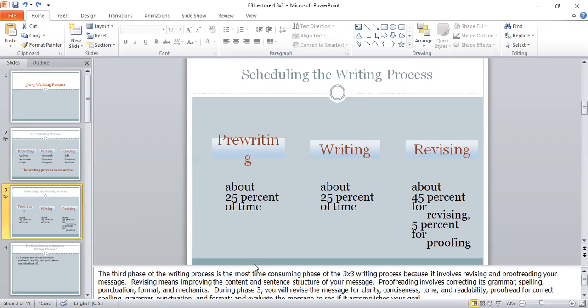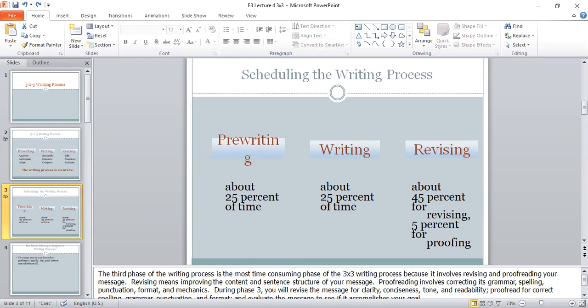They say the third phase of the writing process is the most time consuming phase of the 3 by 3 writing process, because it involves revising and proofreading your message. Revising means improving the content and sentences and the sentence structure of your message. Proofreading involves correcting its grammar, spelling, punctuation, format, and mechanics.